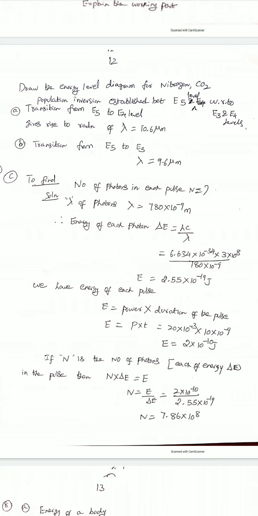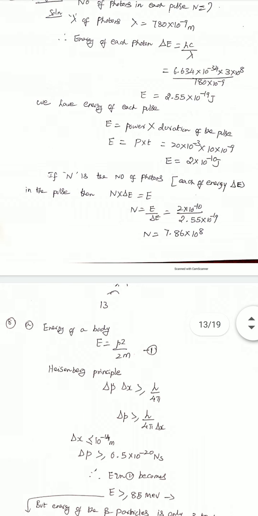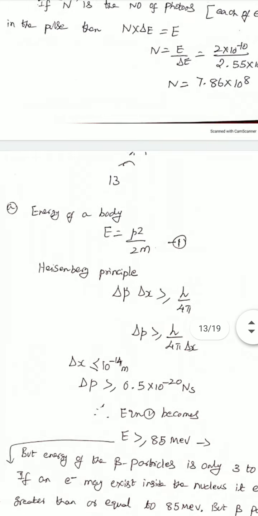Then the 8th one, that is prove that electrons cannot exist inside the nucleus of an atom. Here first you are supposed to write the energy of the body, that is E equals p square by 2m. This concept, that electrons never exist in the nucleus, is proved with the help of the Heisenberg principle only. So you are supposed to write the Heisenberg principle: delta x multiplied by delta p is greater than or equal to h by 4 pi.